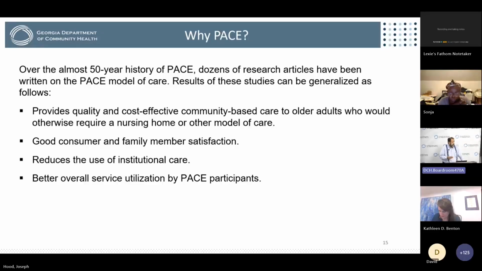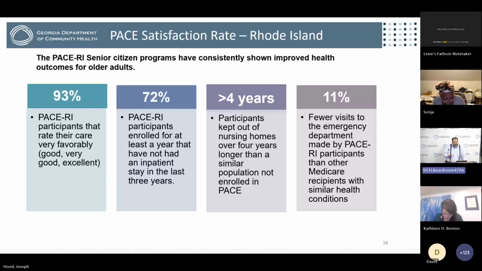People really like PACE. Whenever you go to a PACE center or talk to people about PACE, PACE is very well regarded for those people who know the PACE program. Again, it reduces the use of institutional care and it gives better overall service utilization by PACE members. PACE members are much more likely to access the services they need. So we just have some information that bolsters that from a few states.